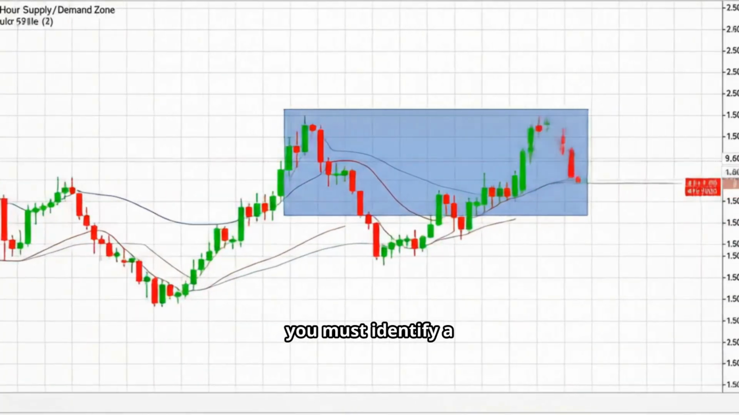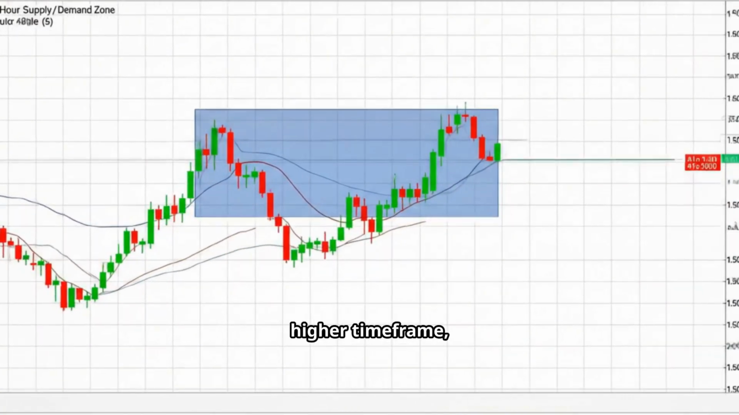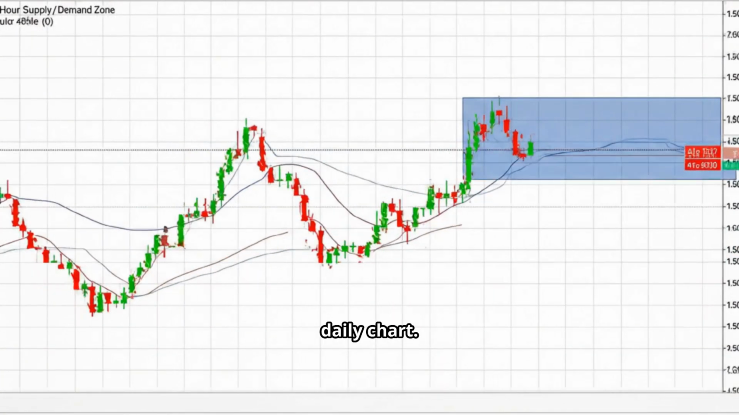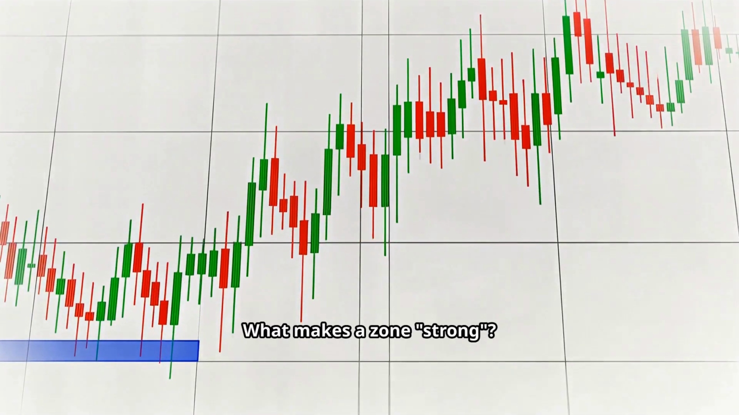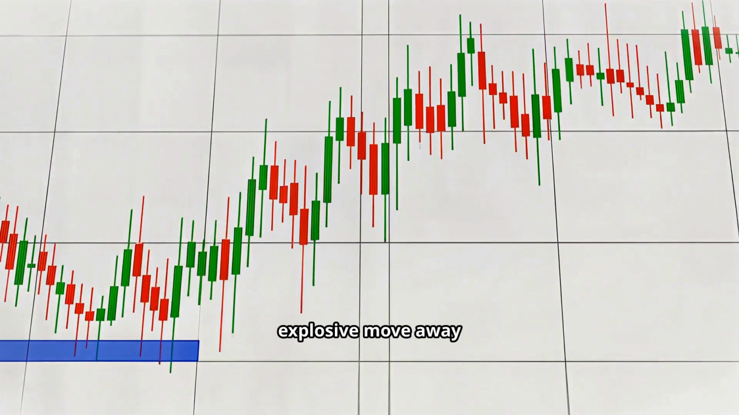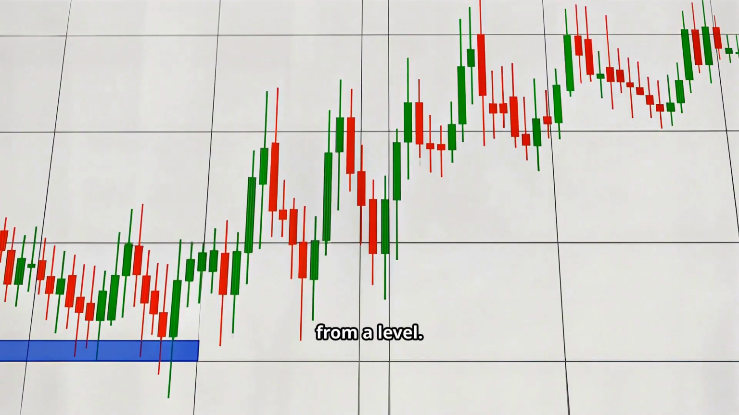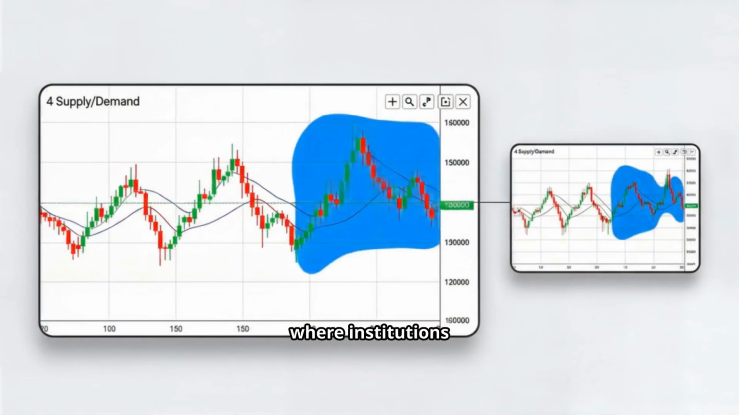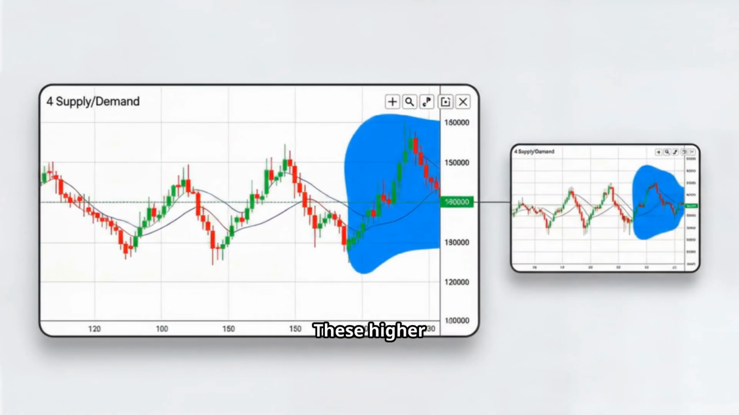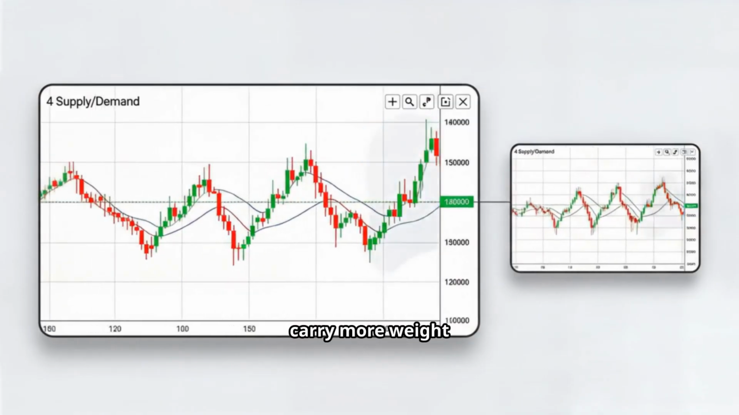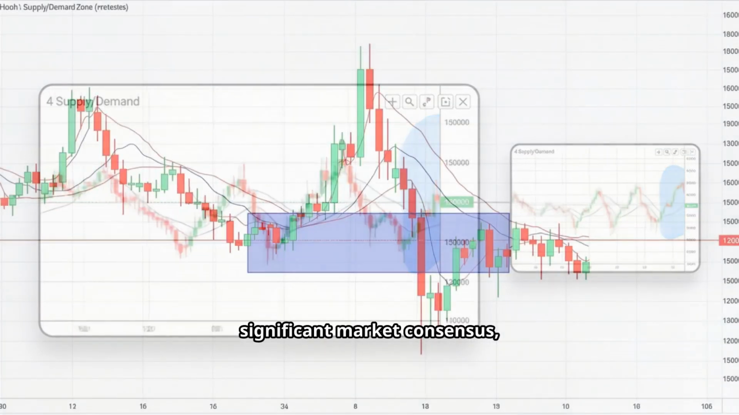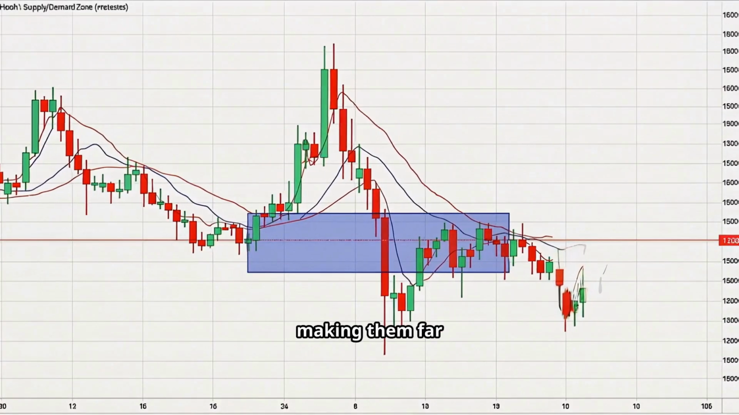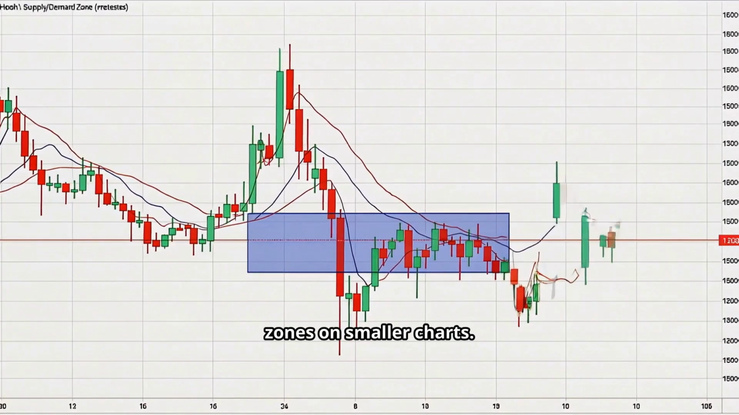First, you must identify a strong supply or demand zone on a higher time frame, like the 4-hour or daily chart. What makes a zone strong? We're looking for a sharp, explosive move away from a level. This indicates a massive imbalance between buyers and sellers, where institutions likely place large orders. These higher time frame zones carry more weight because they represent a more significant market consensus, making them far more reliable than zones on smaller charts.